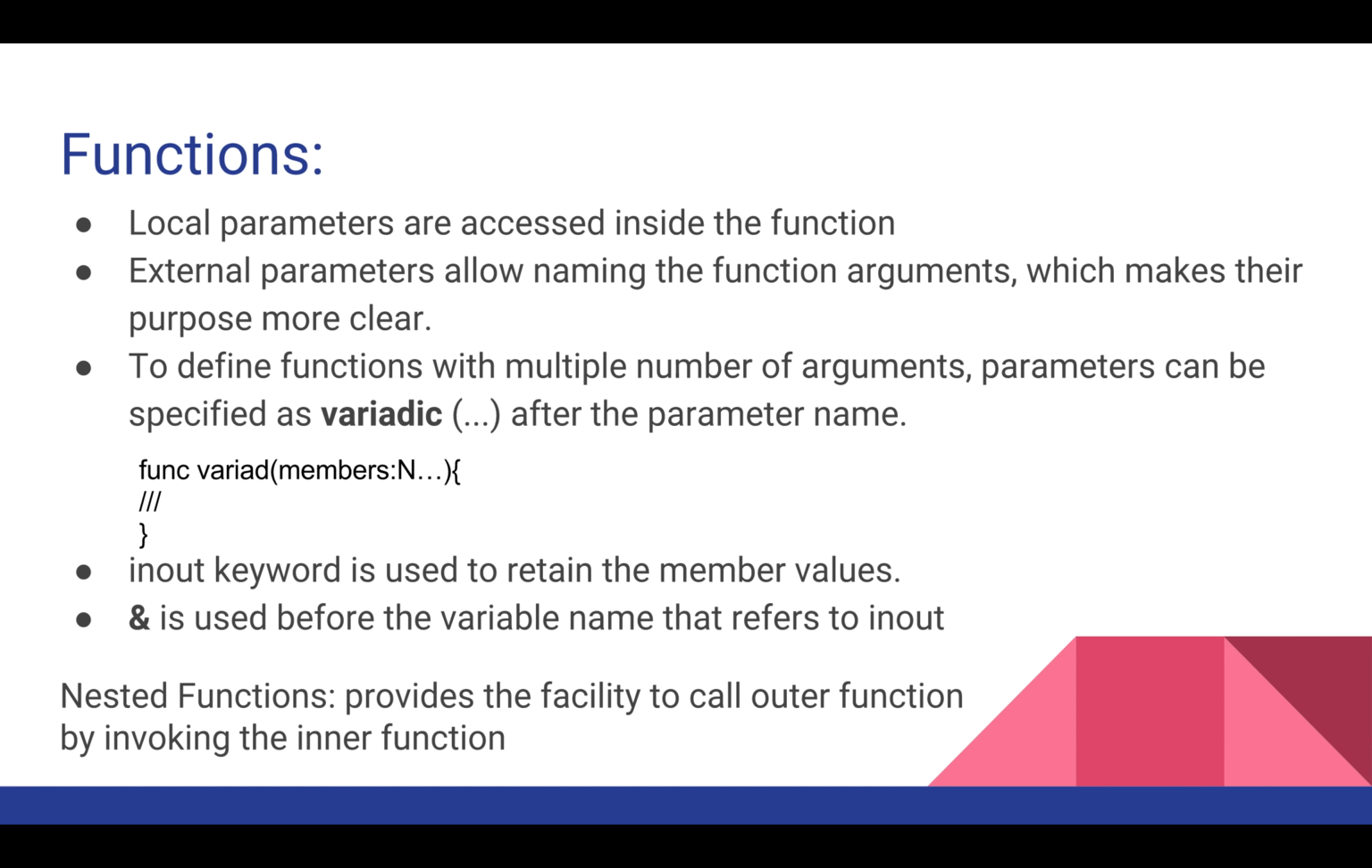Input-output parameters in Swift provide functionality to retain the parameter values even after they are changed in the function call. The inout keyword is used at the beginning of the parameter to tell the function to retain its value even after the function call. Only variables are passed as arguments for inout parameters because their values can be modified inside and outside of the function. The ampersand sign is used before a variable name to indicate that it refers to an inout parameter.